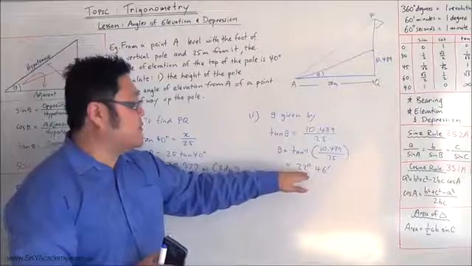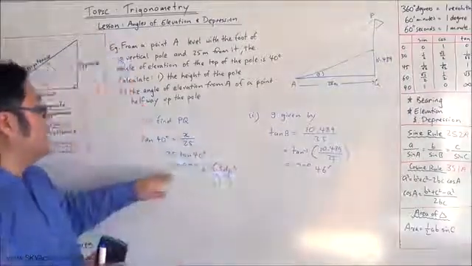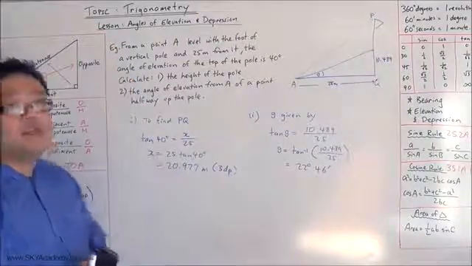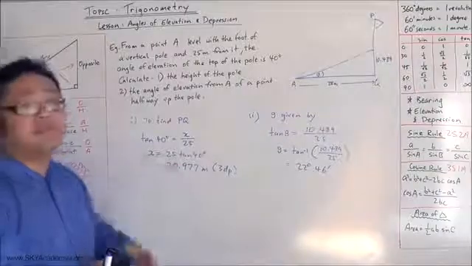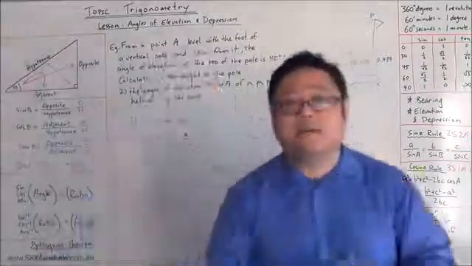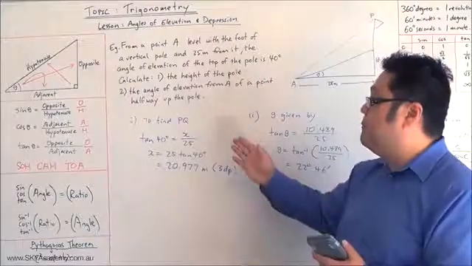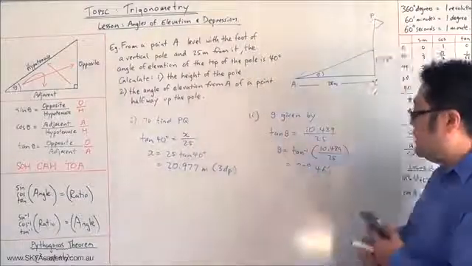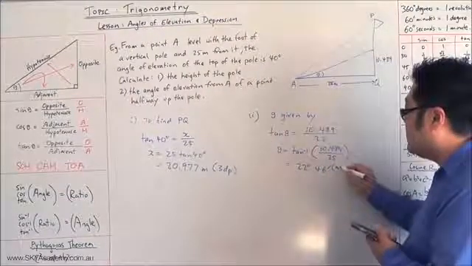So the answer is 22 degrees 46 minutes, and the answer to part 1 was 20.977 meters to the 3rd decimal place. Alright, so now with this one here, I also should say it's to the nearest minute.